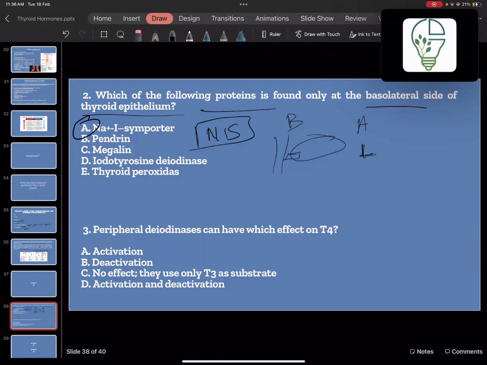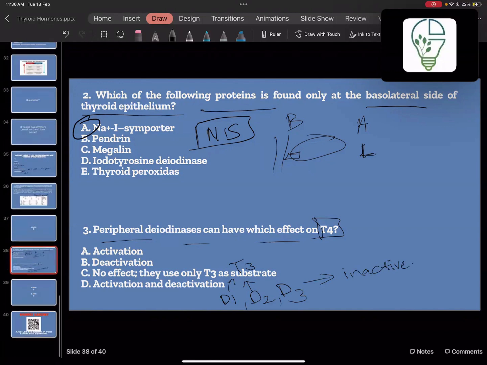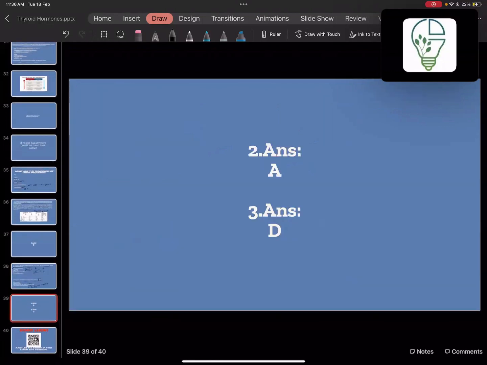Okay. So peripheral deiodinase can have which effect on T4? Okay. So we said there are three types of deiodinases. We have D1, D2, D3. So D1 and D2 activate it. They turn it into T3, which is its active form. And this one deactivates it, so it changes it into inactive T3. Okay. So these are the answers.